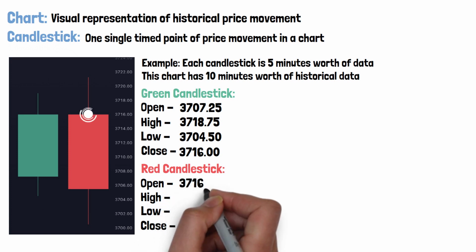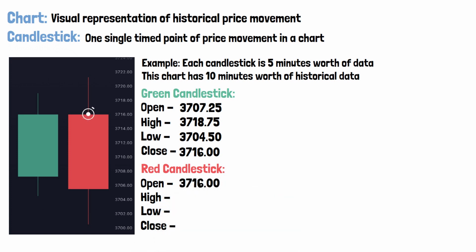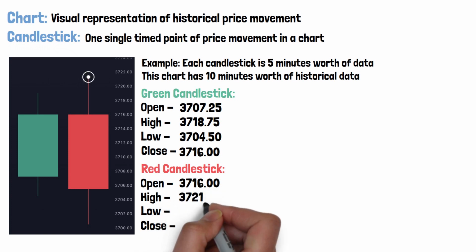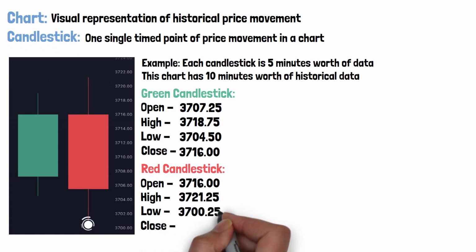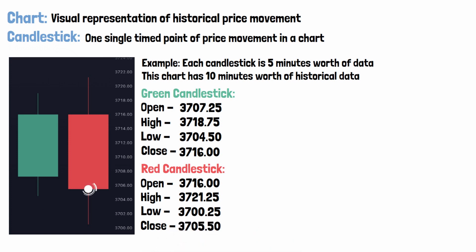Notice that it opened where the last candle closed. Then somewhere along the 5 minutes, it went all the way up to $3,721.25, and then came all the way down to $3,700.25, and then made its way back up to close at $3,705.50 at the end of the 5-minute period. Then the cycle repeats for the next candle, and so on. A chart could have hundreds of candles, but here we only have 2 for simplicity.